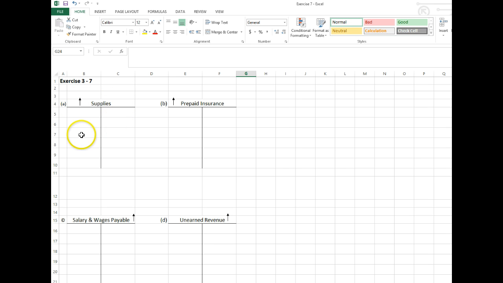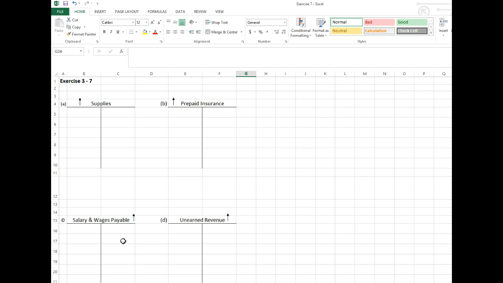Well, I hope you recognize that supplies will go up when we buy supplies and supplies will go down when we use the supplies. And of course, when we use the supplies, it creates an expense. Likewise with prepaid insurance. What causes it to go up and what causes it to go down? It's very similar, isn't it? It goes up when we buy the insurance, it goes down when we use the insurance, and that creates insurance expense.